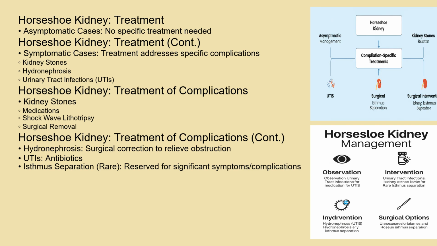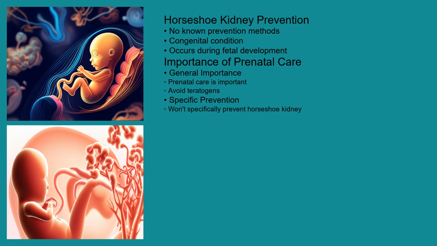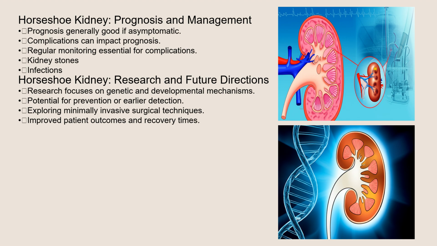In rare cases, surgical separation of the isthmus may be considered, but this is usually reserved for situations where it's causing significant symptoms or complications. Unfortunately, there's no known way to prevent horseshoe kidney, as it's a congenital condition that occurs during fetal development. Prenatal care and avoiding known teratogens, substances that can cause birth defects, during pregnancy are always important, but they won't specifically prevent horseshoe kidney. The prognosis for individuals with horseshoe kidney is generally good, especially if they remain asymptomatic.